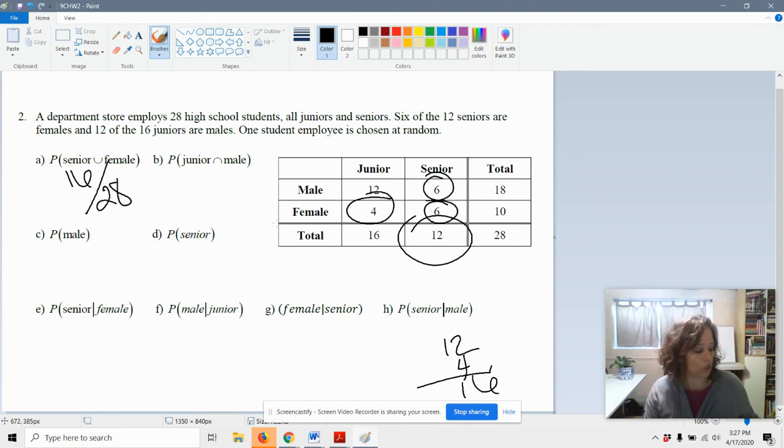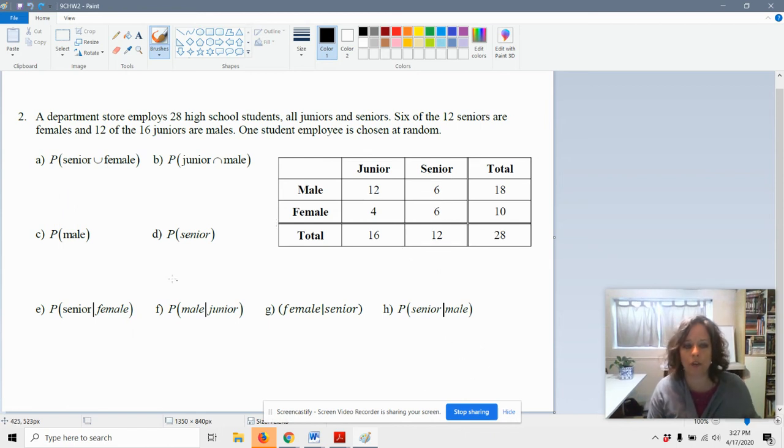Okay? So now we're going to look at part B. And I'm going to erase these for you. But here's that answer on A: 16 out of 28. Okay? So let's look at part B now.